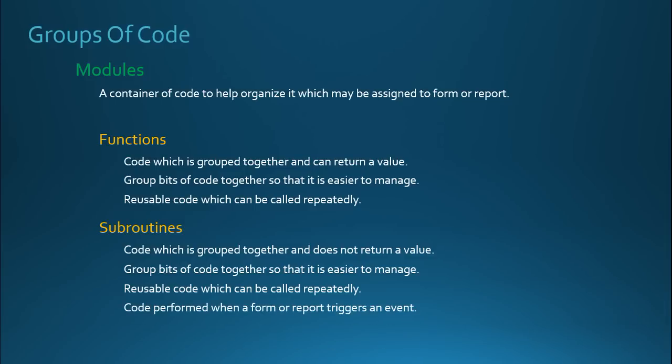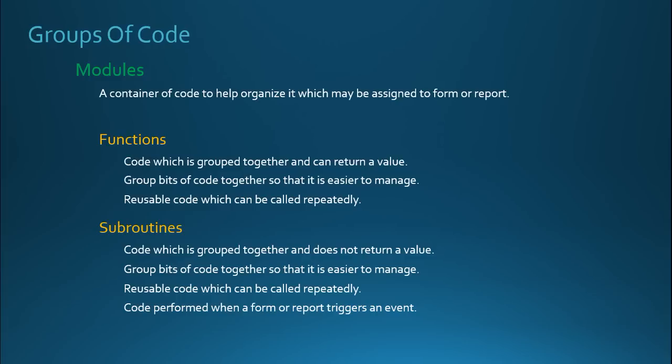And then last but not least, subroutines are the code which is performed when a form or report triggers an event. Now, this is very specific to forms and reports. When you click on a button on a form, or you click on something in a report, Access will recognize that you have done something on that form or on that report. And because you've done that, Access will look to see if there's a subroutine associated with whatever it is that you did on the form or report. If there is, then it'll run that routine that you wrote. And that's just a really good way to do it.